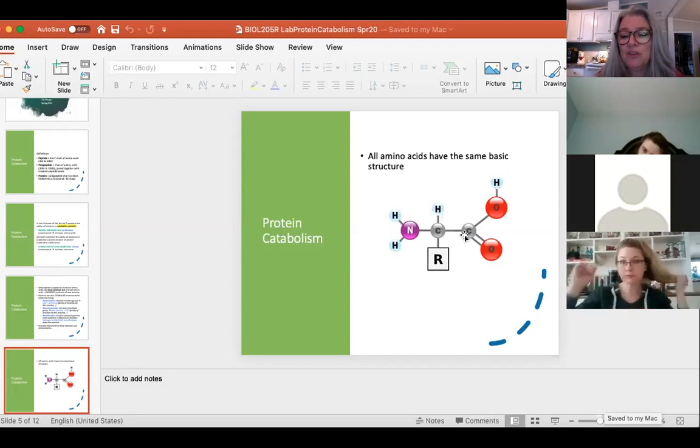Decarboxylation will remove this end of the molecule and create a base. And then desulfuration is only done on sulfur-containing amino acids, and the sulfur is found in the R group. So desulfuration hits the R group.